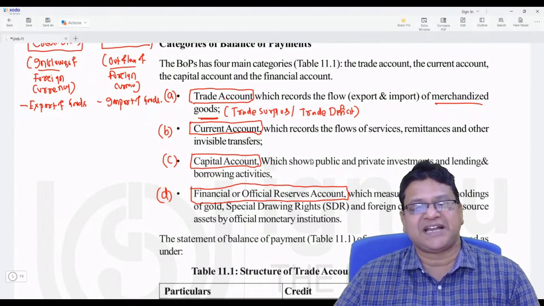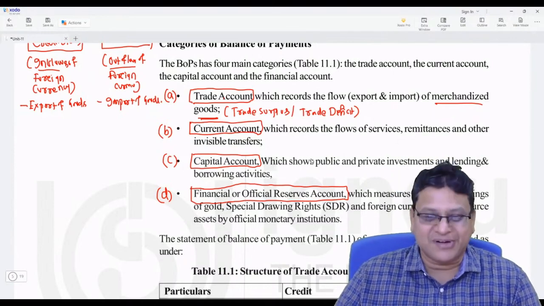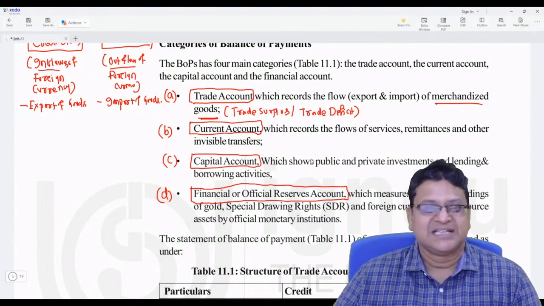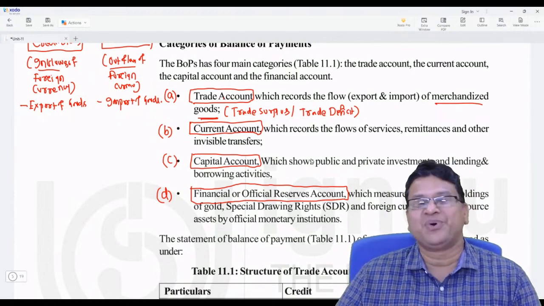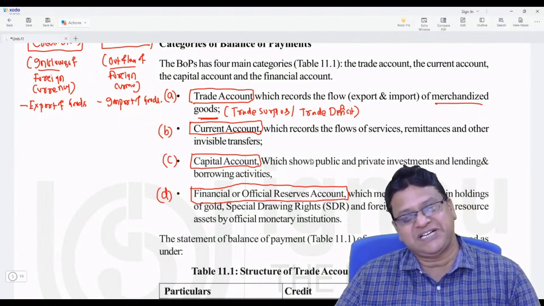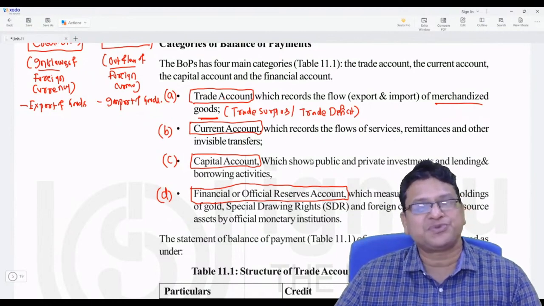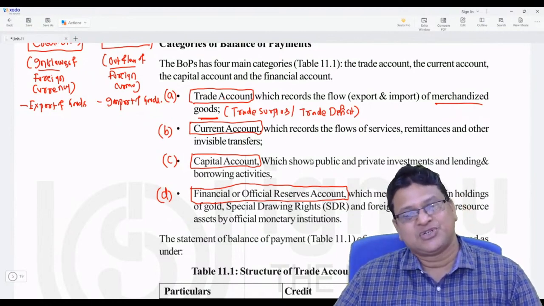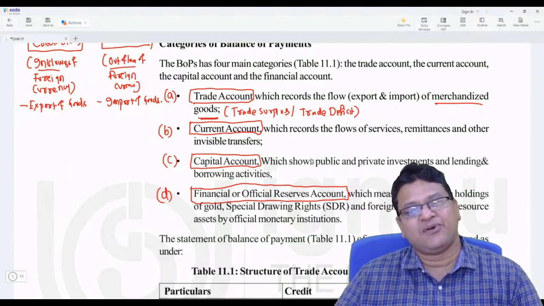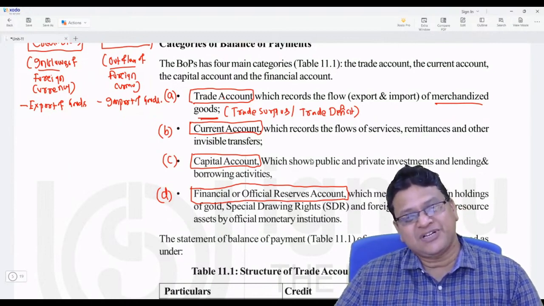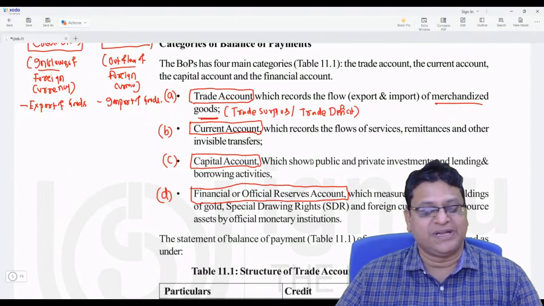China is having a trade surplus with many countries. It is exporting more, importing less. India is facing a trade deficit with China. China is facing a trade surplus with India. So trade account records the international flow of goods only.